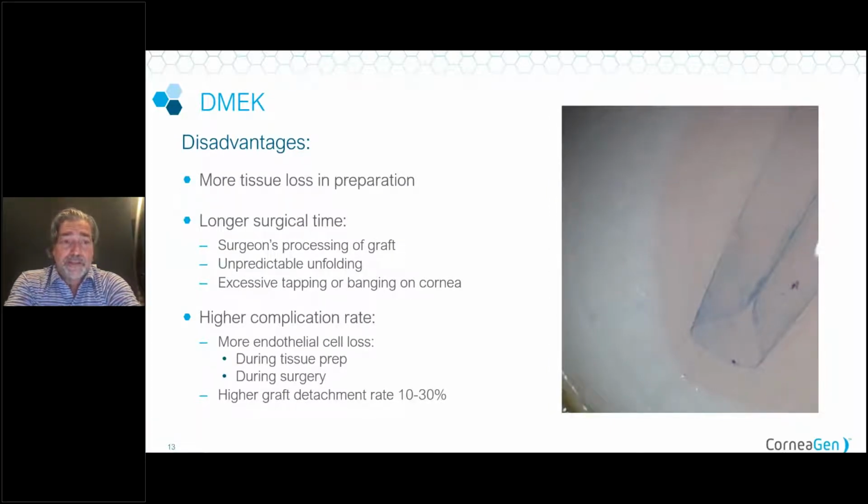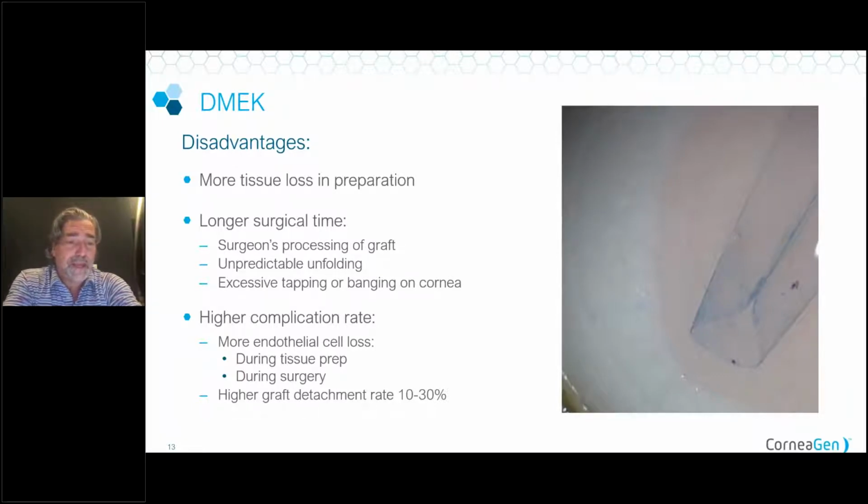However, the disadvantages are that there's probably a little more tissue loss in preparation, although that's improved with some of the things that CorneaGen has developed, and knowing maybe the age of the donor has a bearing on that. But the other disadvantage is a little bit longer surgical time, at least initially. I think there's a longer learning curve for surgeons who are starting that. And there's a little bit of unpredictability with the unfolding of the tissue.